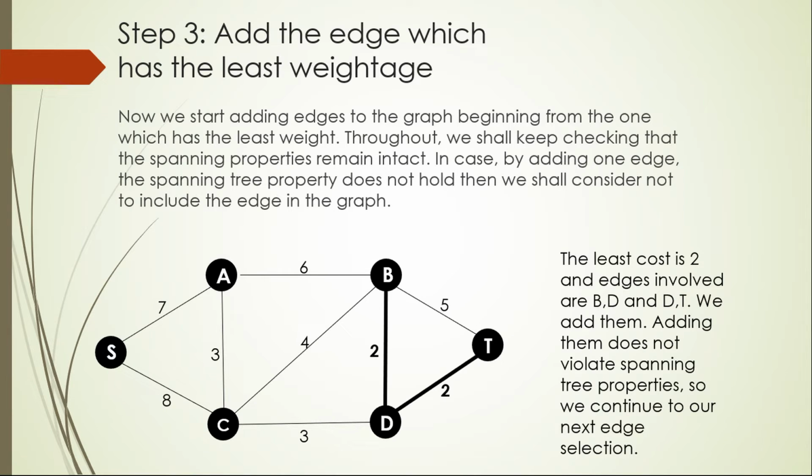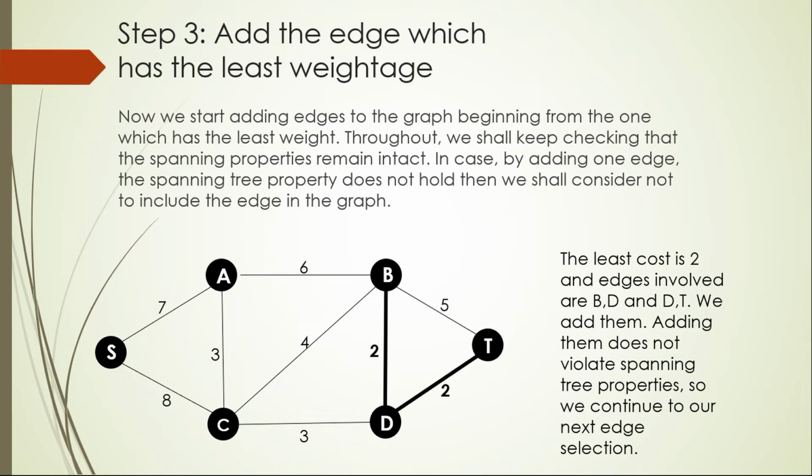Step 3. Add the edge which has the least weightage. Now we start adding edges to the graph beginning from the one which has the least weight. Throughout, we shall keep checking that the spanning properties remain intact. In case, by adding one edge, the spanning tree property does not hold, then we shall not include the edge in the graph.